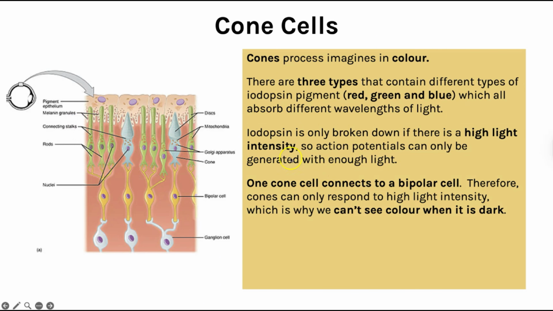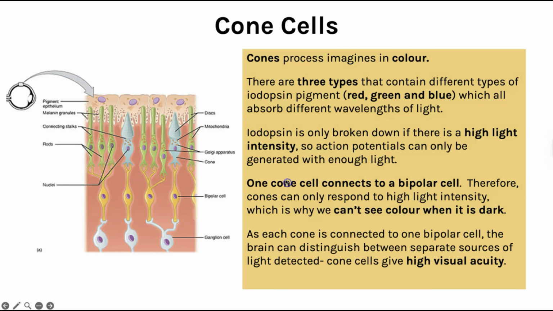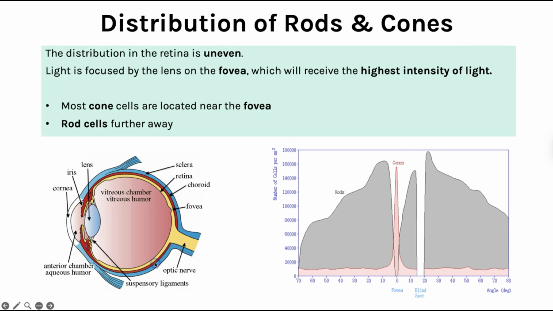You also need to have a high light intensity to see in colour vision because you have one cone cell connecting to one bipolar cell. And therefore, you need to have a high enough stimulus to trigger that action potential. So when it is much brighter light intensities, you can see colour, and you have a high visual acuity because you've got one cone cell connected to one bipolar cell, so the brain can distinguish between separate sources of light.